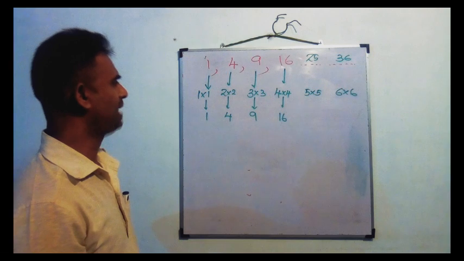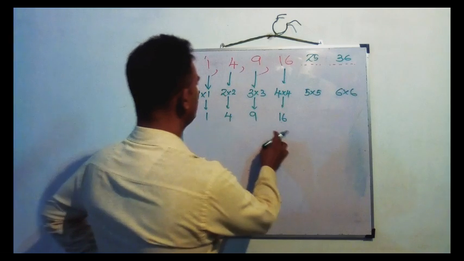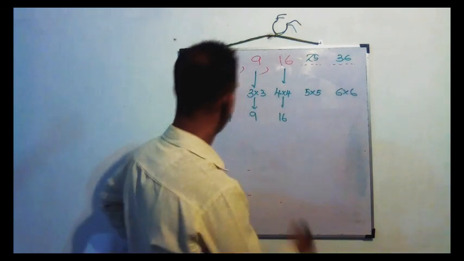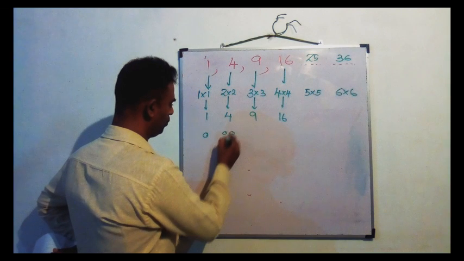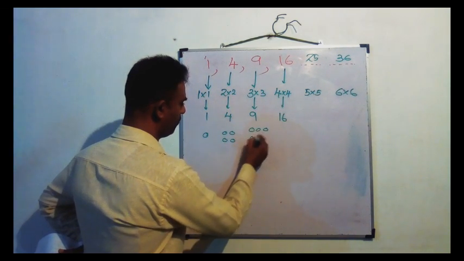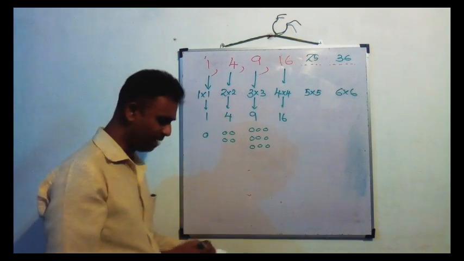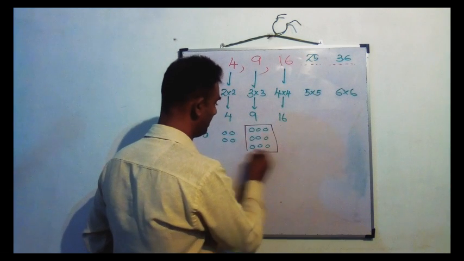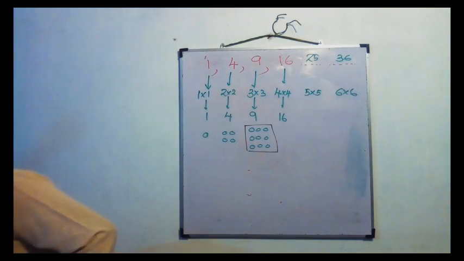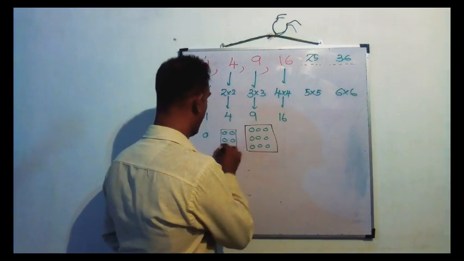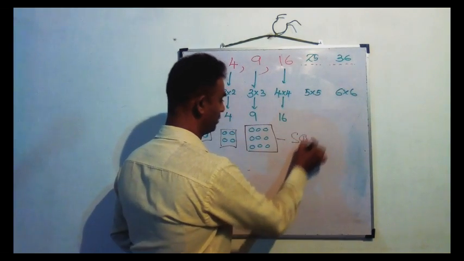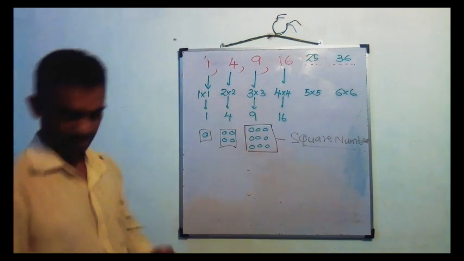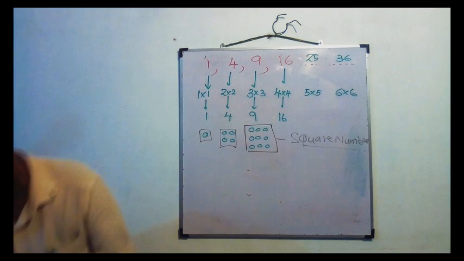As well, I want to tell you that we use a specific name for these types of numbers. According to the number pattern, what is the specific name we use for these types of number patterns? We call that the square number pattern. These are the square number patterns, square numbers. That's all. Shall we go to the next question?